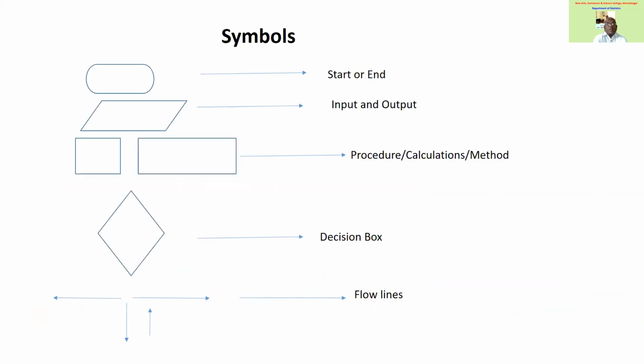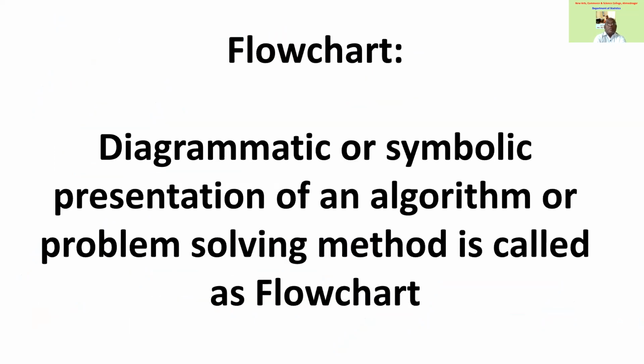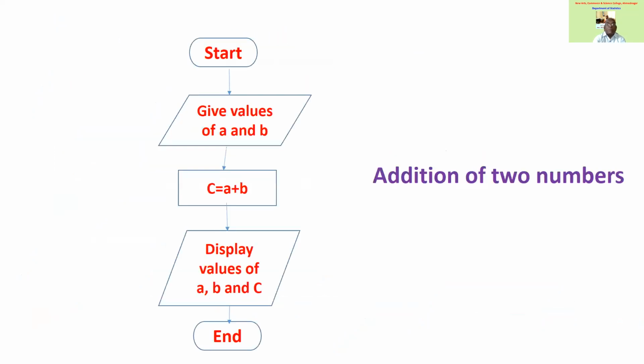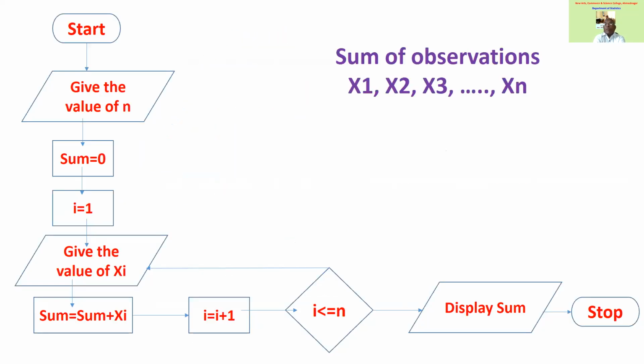So try to understand that these are the basic symbols. Try to understand that this is the basic definition. A diagrammatic or symbolic presentation of an algorithm or problem solving method is called a flowchart. If you see, this is the list of symbols and they are used for certain purposes. So that is what I have given. This is one example, this is another example.